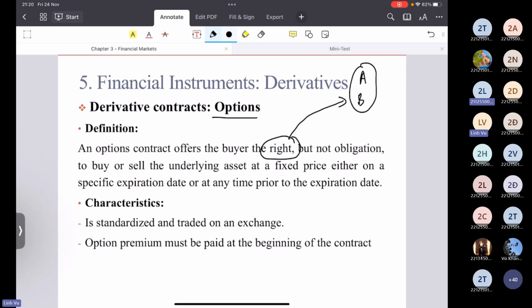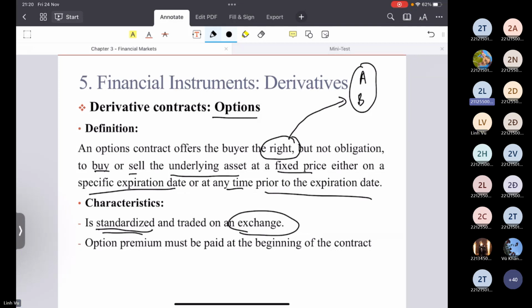So an option contract offers the buyer the right but not the obligation to buy or sell the underlying asset at a fixed price, either on a specific expiration date or at any time prior to the expiration date. An option contract is traded on an exchange, and therefore it is standardized and strictly regulated by the regulators.